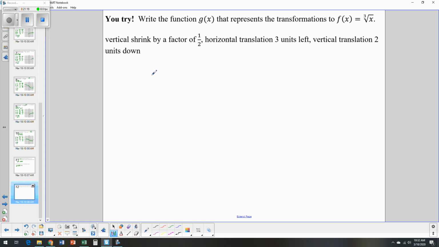All right, if you're good, here is our answer. Remember we were transforming the cube root this time? And there you have it. That is graphing radical functions.